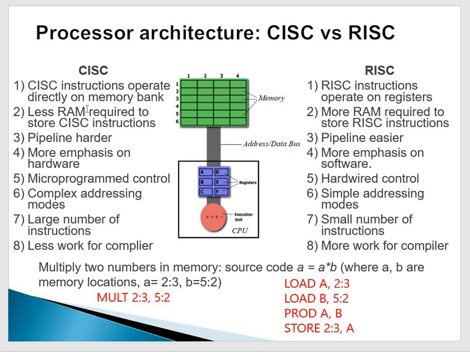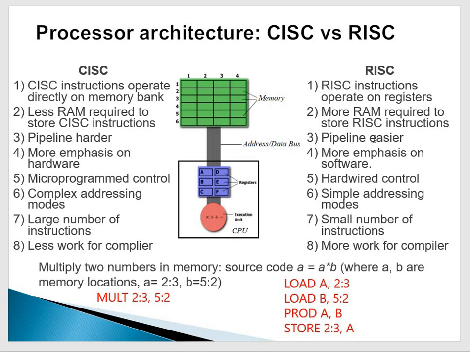So the second point is that less RAM is required in the case of CISC instructions, as only one instruction is required. So it will take less space. On the other hand, the RISC processor requires 4 instructions. Naturally, the memory space required to store the program is 4 times more for this particular program. So that is why it requires more space.